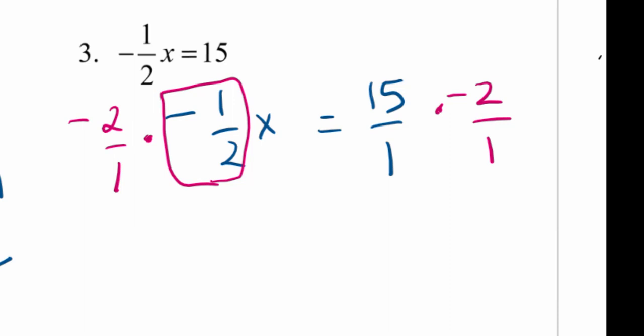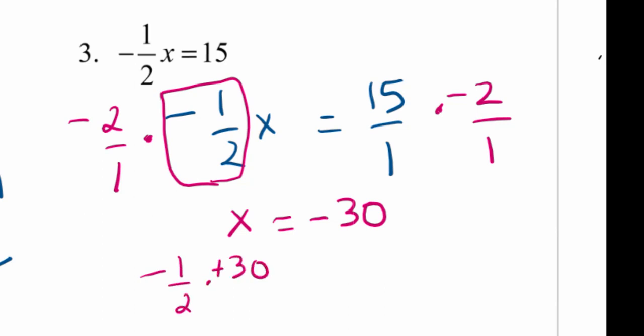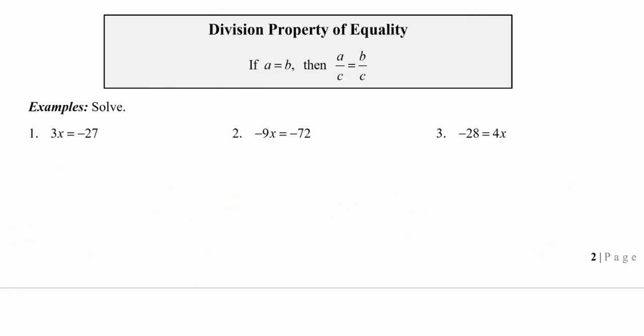So on the left-hand side, we do get x, because -2 times -1/2 is a positive 1. And then on the right-hand side, we get -30. So checking: -1/2 of -30. Changing those signs, half of 30 is 15, isn't it? Yep, that checks.